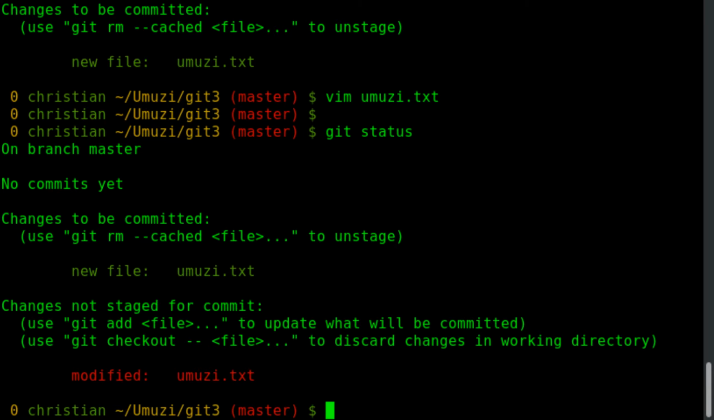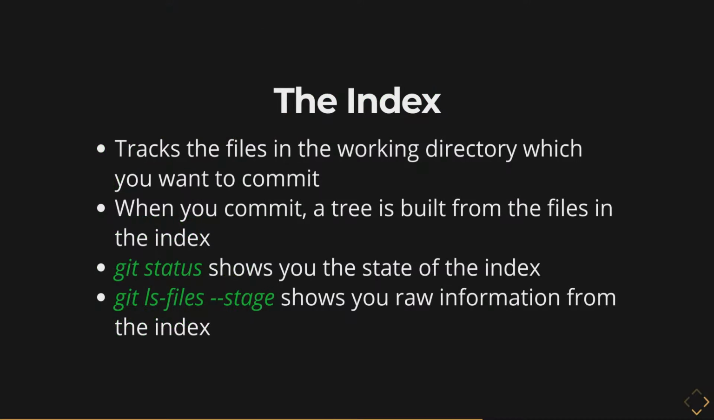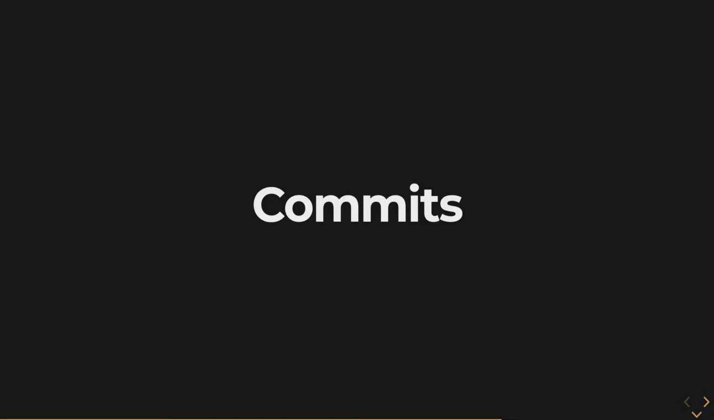So I think we won't say any more about the index. We'll encounter it again, but just think about it as the list of changes, the list of files that Git knows about in your working directory. And when you commit, the commit will be created from the index. Now we use the word commit so many times. I think it's about time we actually go and talk about what a commit is.